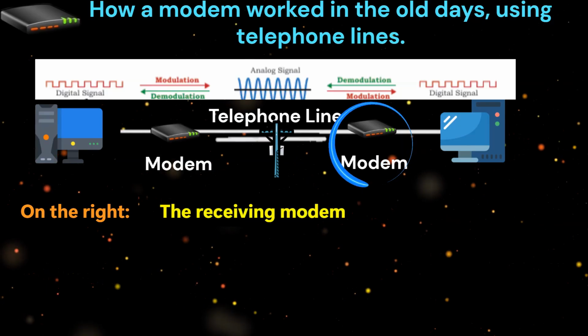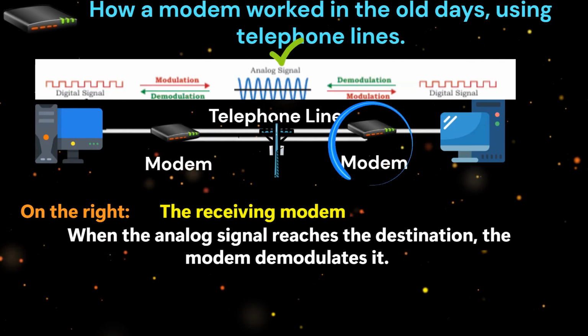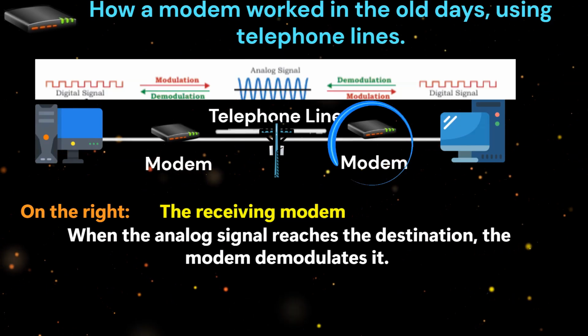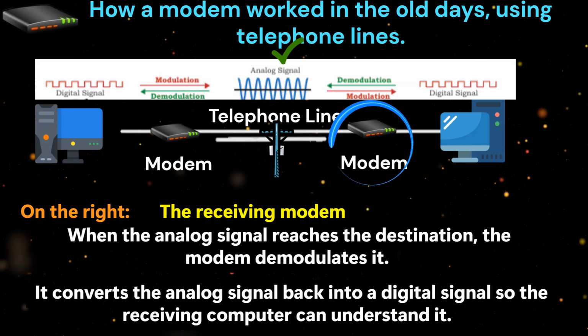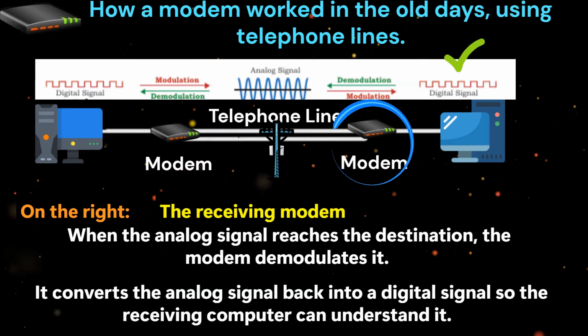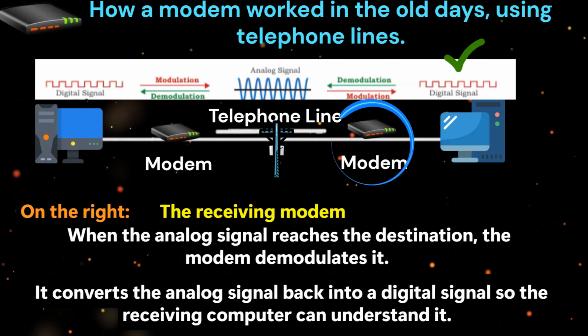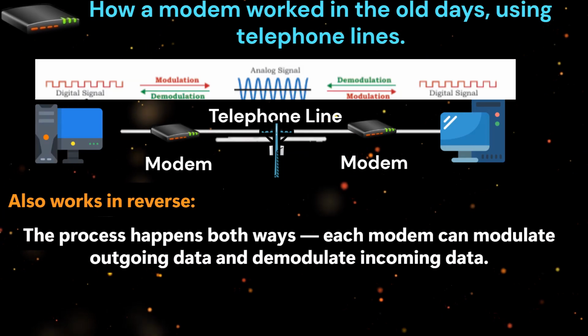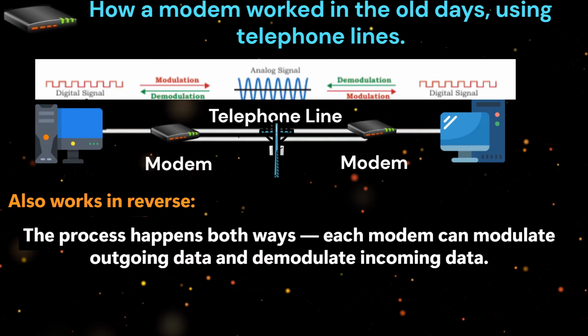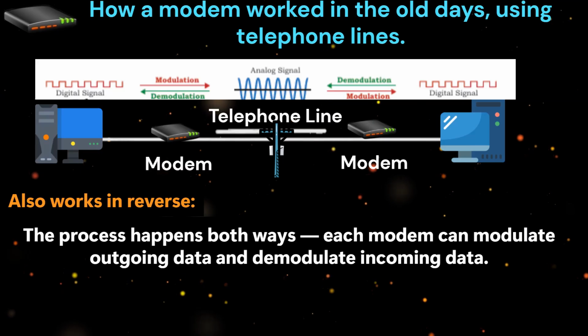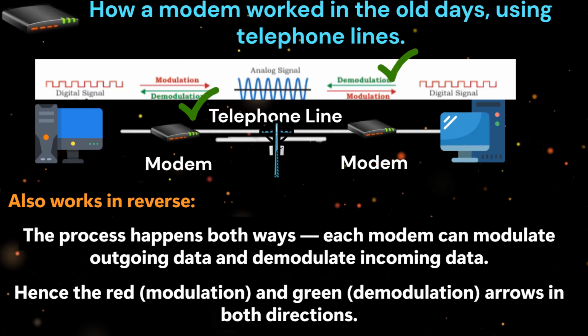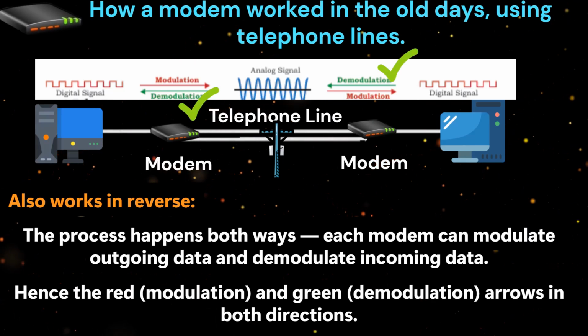On the right, the receiving modem. When the analog signal reaches the destination, the modem demodulates it. It converts the analog signal back into a digital signal so the receiving computer can understand it. It also works in reverse. The process happens both ways: each modem can modulate outgoing data and demodulate incoming data, hence the red (modulation) and green (demodulation) arrows in both directions.